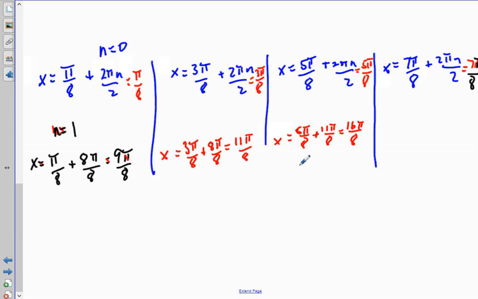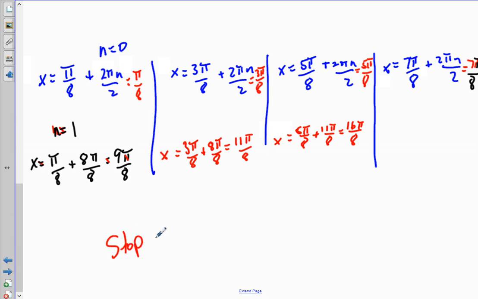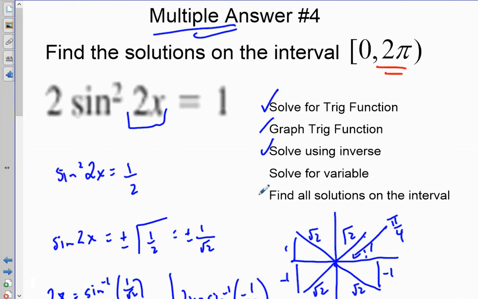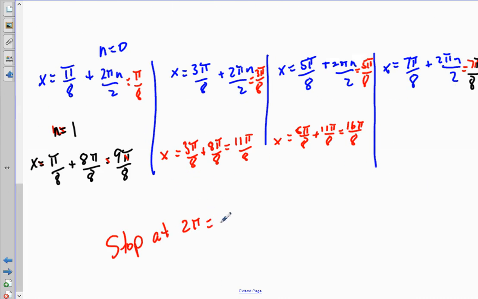Okay, and if you have that gone right now, we have to figure out how many solutions we have and how far we are going to go. Because right here, we cannot go past, remember, stop. We have to stop at 2 pi. If you recall up here, we solve for our variable, we found our solutions. Stop at 2 pi. Well, in this case, what is 2 pi? Well, that's 16 pi over 8. Oh, wow. That appears to be what we have right here when we went to n equaling 1. So really, we can't go any farther than this. And actually, this one doesn't count because we can't go to 2 pi.